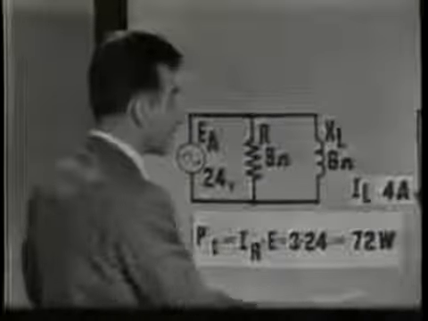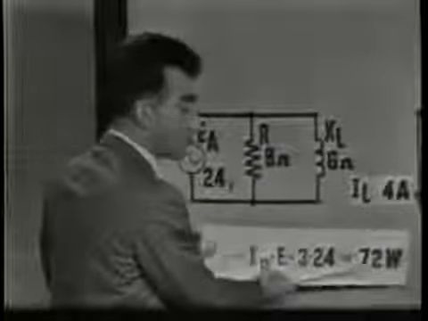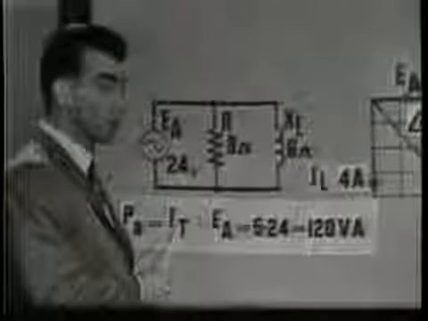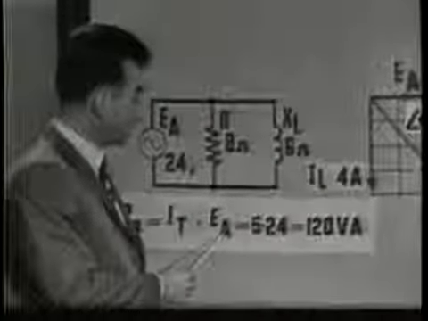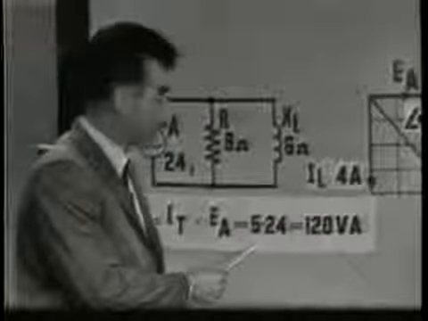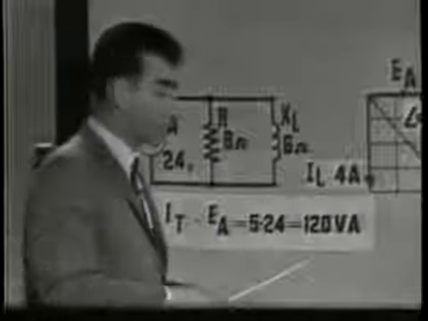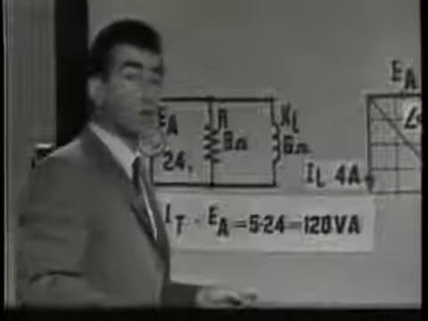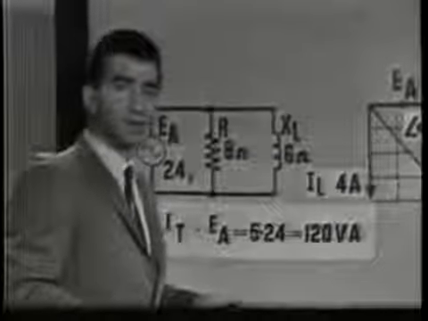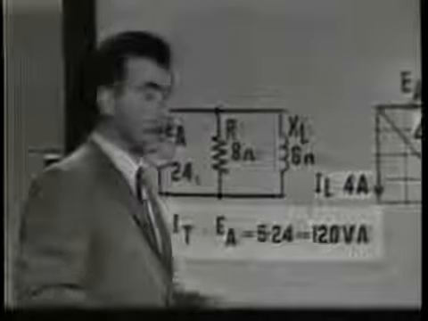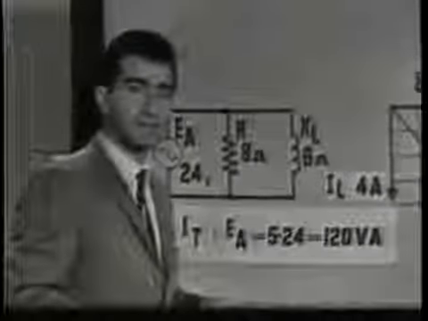We could find apparent power by using the same method, the same formula. P is equal to I times E. But since we're dealing with apparent power, we would use the total current. The apparent power is equal to total current times the applied voltage, or 5 times 24, the apparent power 120 volt amperes. You remember that apparent power is measured in volt amperes, because all of this power is not dissipated as heat.